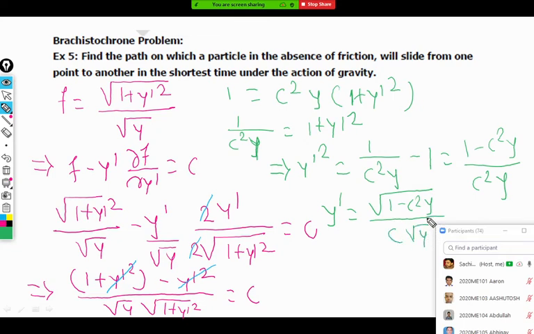Again, we get y dash in terms of y, so we should write it in variable separable form. y dash is dy by dx. So I will take root y to that side: c root y divided by root of 1 minus c square y, dy, is equal to dx. So this is the equation that we have to integrate now. Any method, yes?